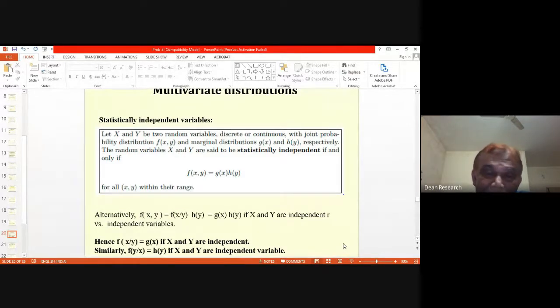Now, if this is the case, what can we do? You can cancel h of y from both sides, and hence you get immediately f of x given y is equal to g of x. So if x and y are independent, f of x given y is equal to g of x, because we can cancel h of y in the above equation. Similarly, using a similar technique, we can also write f of y given x is equal to h of y if x and y are independent random variables. Okay?